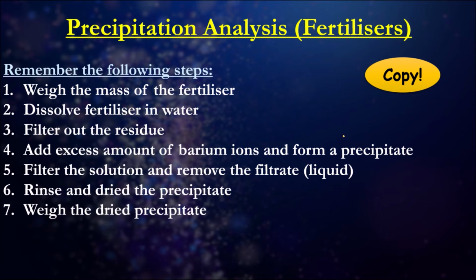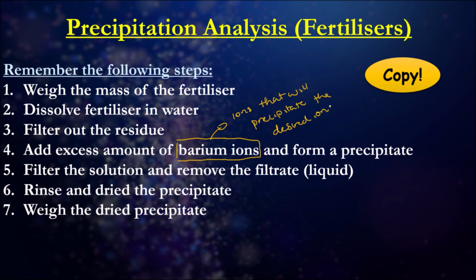Now I might just make one comment here. So here I wrote barium ions. If you're looking at a more general step, like a general statement of what to do, then you would just say ions that will precipitate the desired ion that we're looking for. Okay, so you can change it like that.